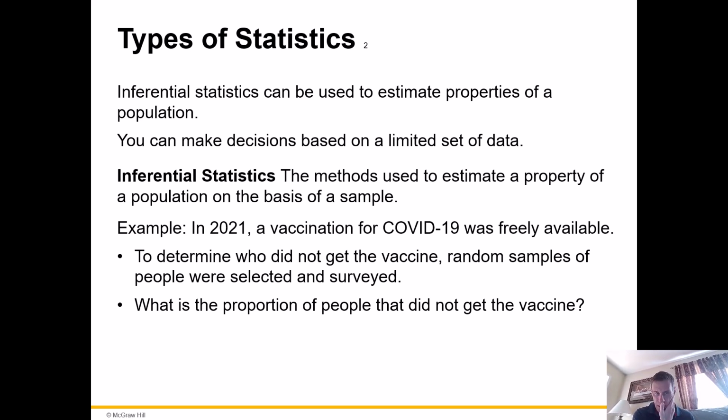By way of example, in 2021, a vaccination for COVID-19 was freely available. To determine who did not get the vaccine, random samples of people were selected and surveyed. And then what is the proportion of people that did not get the vaccine?